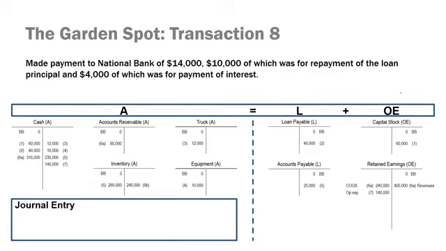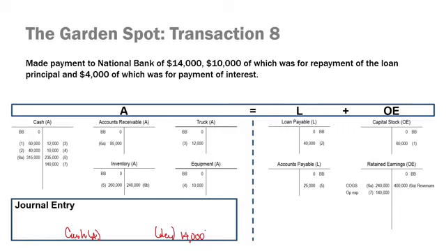So let's record the transaction. Let's start with the easy part. We know that we made a payment of $14,000, so let's just record that first as a right-hand side entry to cash. Cash goes down by $14,000. Well, let's think about what the corresponding left-hand side entry or entries might be.